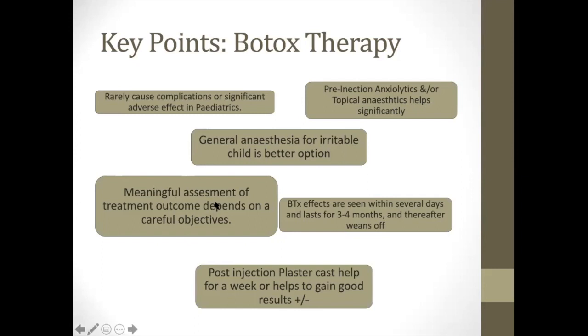Meaningful assessment of the treatment outcome depends on careful, objective measures. What are your objectives? What do you want to improve in his function? You must already know this clearly. Effects are seen only up to 3 to 4 months. It must be repeated after 4 months or thereafter, but not before 3 months. And the plaster after injection is sometimes helpful, particularly to reduce irritability, hematoma and swelling, for a day or up to 1 week. Plaster is easy to help him.